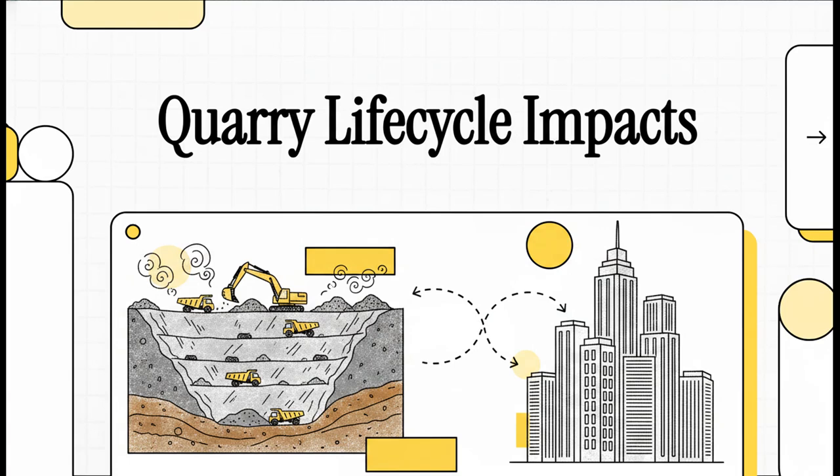Welcome to this explainer. So, if you've ever stood in a city and just looked up at a massive modern skyline, you are quite literally looking at millions of tons of extracted stone and cement. But we rarely stop to think about where all that material physically came from in the first place. Today, we're going to unpack the intense physical life cycle of a quarry, and more importantly, how global sustainability standards actually measure its massive impact on the Earth.